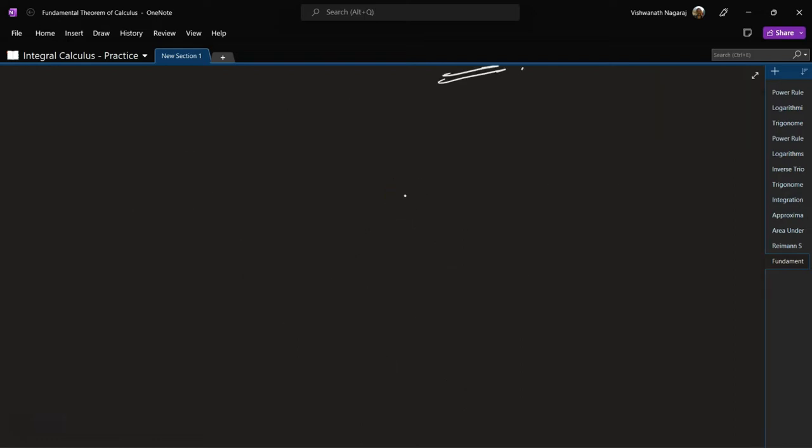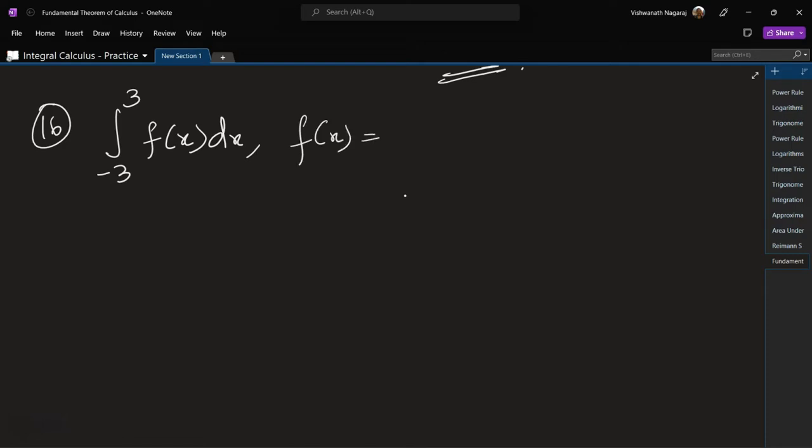Okay, 16th one. Integral from minus 3 to 3 of f of x dx, where f of x is equal to a split function. So minus x minus 1 when x is less than 2, and minus x square plus 8x minus 15 when x is greater than or equal to 2.